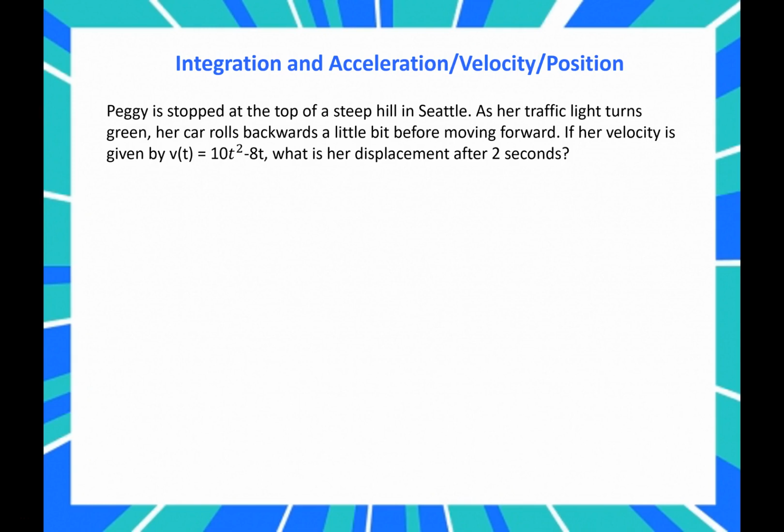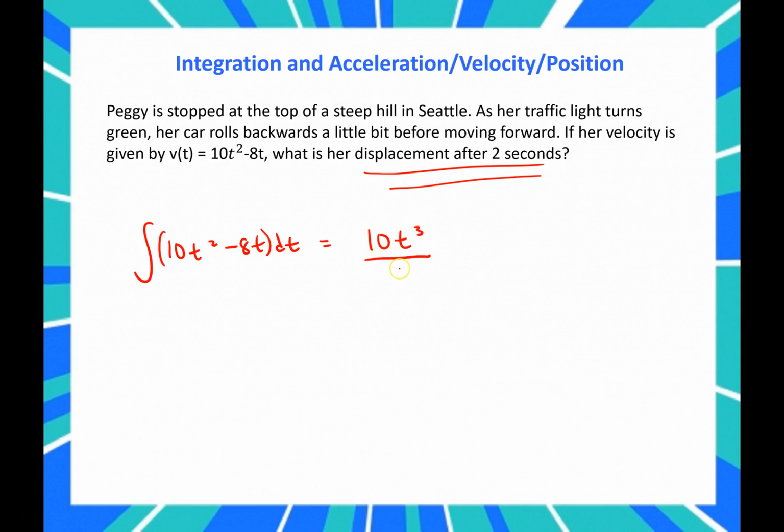All right, well, we're trying to find displacement, which talks about position, where she was at the start of 0 seconds versus at 2 seconds. So I'm going to integrate velocity to get my position function. So I'm going to have the integral of 10t squared minus 8t dt. Okay, I'm going to integrate that. So that's going to give me 10t cubed over 3 minus 8t squared over 2.